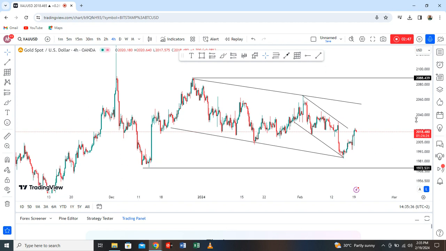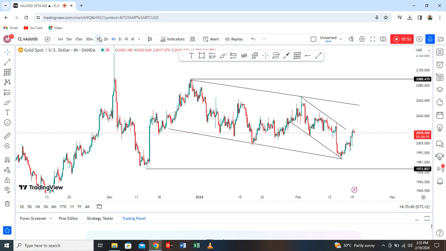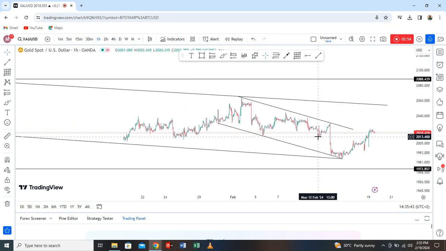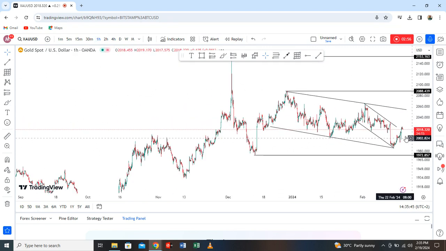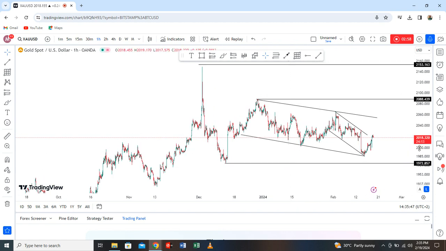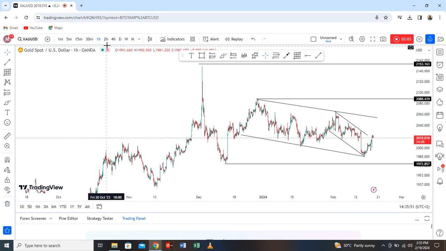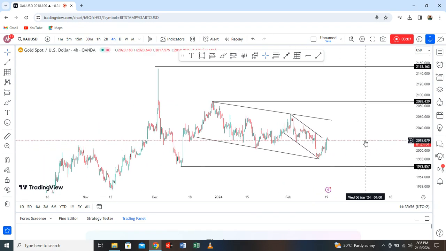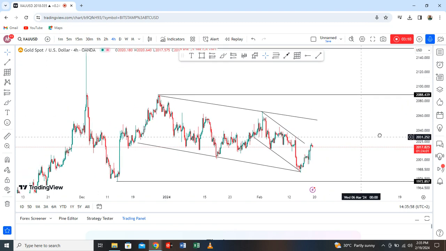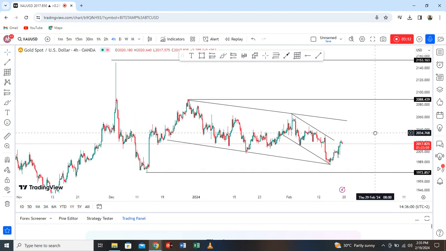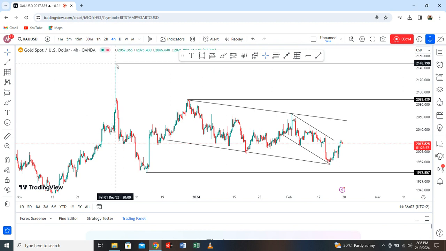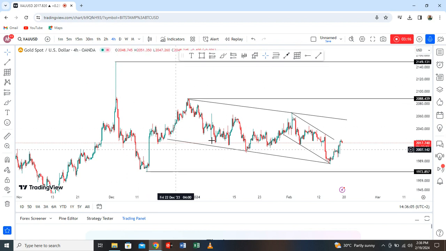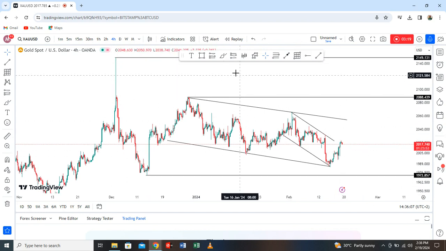So let's go down to the 1 hour and see what is really happening. On my 1 hour time frame, there's not much to discuss. It's similar to my 4 hour time frame. Now that I'm done with the price action, I'm going to include my SMC on top of the price action that I already have. So how am I going to do SMC?